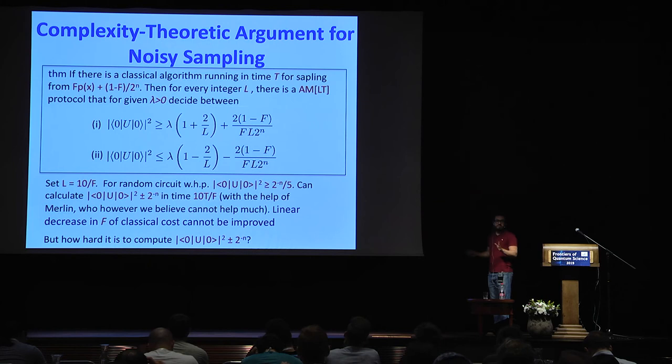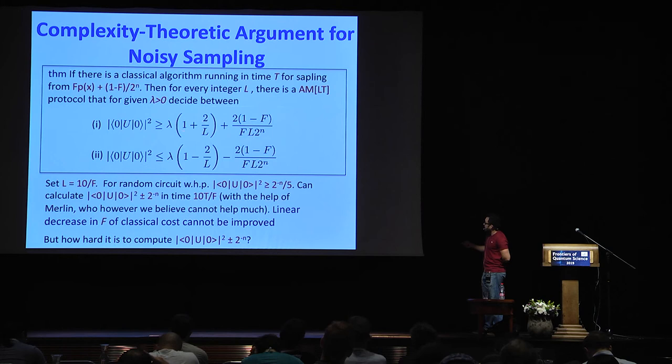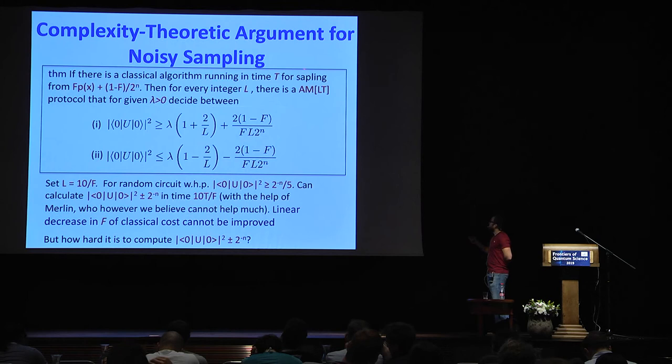So if you put these numbers in, this would be a small number, like 1 plus 5F. F is a small number, so this is a small constant. Then this L, 1 over F, cancels this F. So this is something of order 2 to the minus N. This means that with this choice of numbers, you have an AM protocol whose verification time is L times T, or in other words, T over F, which can estimate the transition probability to this accuracy, plus or minus 2 to the minus N, roughly.